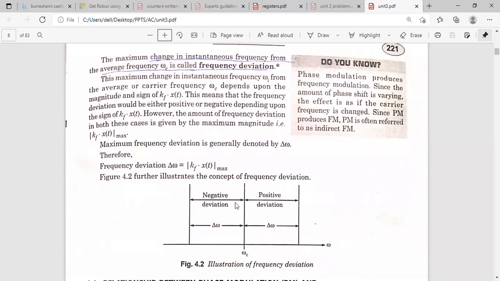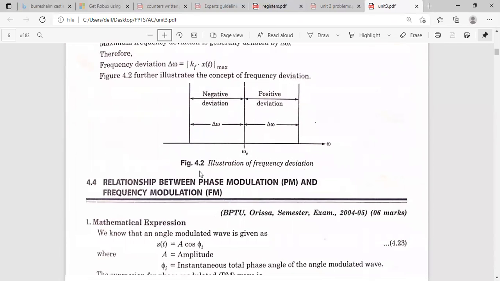Okay, so here the frequency deviation we can calculate. The maximum frequency deviation we can calculate by using the formula. So it is kf into x of t. So maximum antunam kabatti you have to apply the magnitude at the maximum value. Okay, so this is the formula for the maximum frequency deviation, that is equal to kf into x of t maximum.